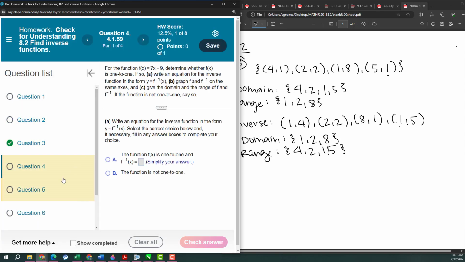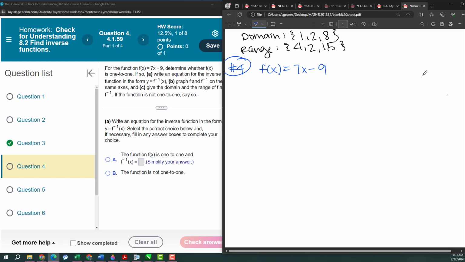I'm also going to look at number 4. It says, for the function f of x equals 7x minus 9, determine whether f of x is one-to-one. If so, write an equation for the inverse function in the form of y equals, and then we're going to graph them both and then give the domain and range of both. If the function is not one-to-one, just say so.